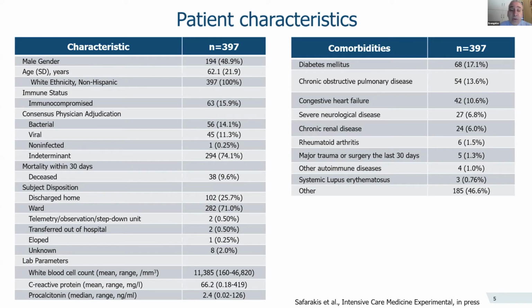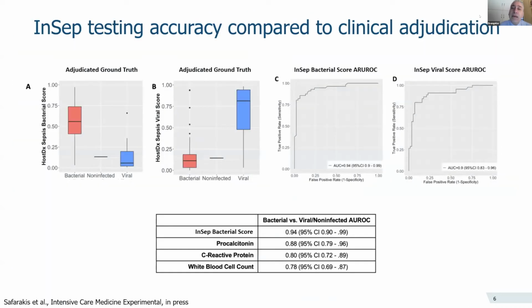As you may see, the white blood cell count, the CRP, or even the procalcitonin cannot really tell what will be the outcome of the patients. But I want to point out that these patients had comorbidities. The most common comorbidities were diabetes, COPD, and congestive heart failure. So allow me to acquaint you with the analysis.